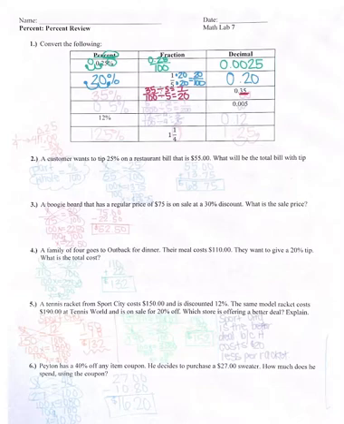To convert 0.35 to a percent, what we want to do is take that decimal and move it to the right twice. So 0.35 becomes 35%.